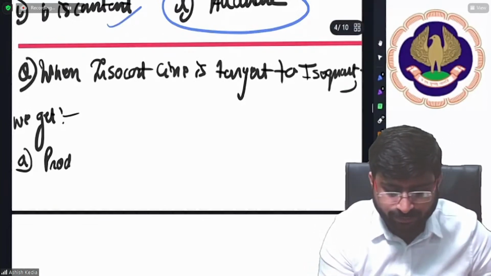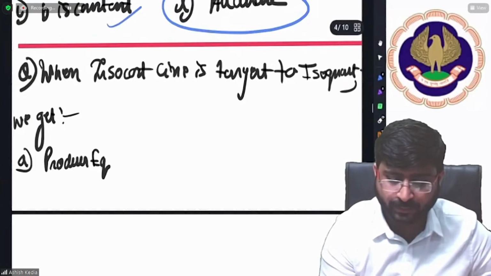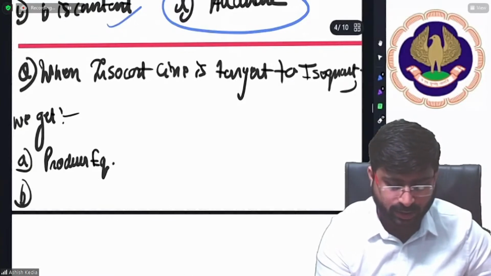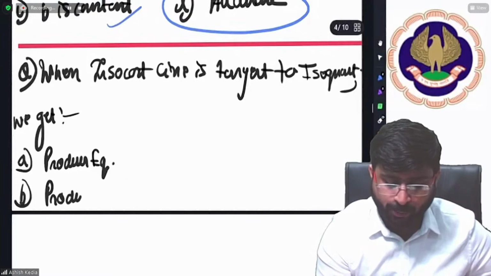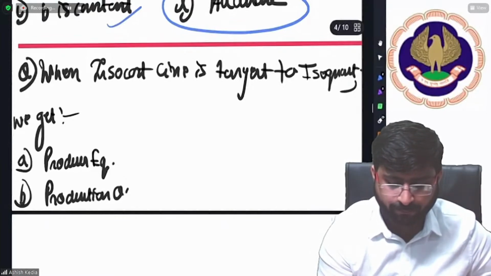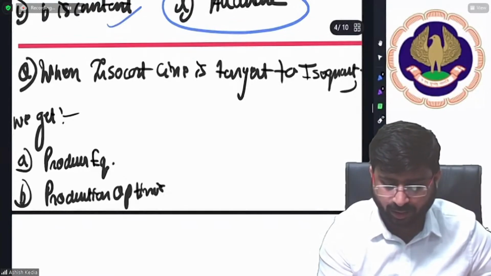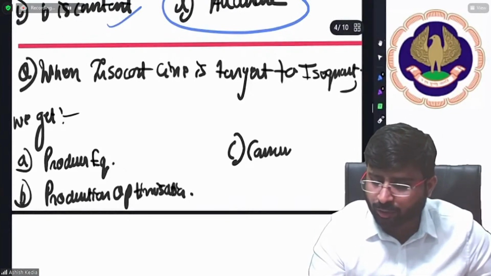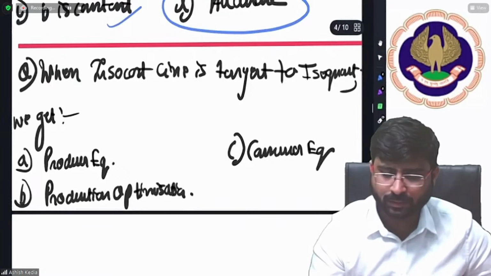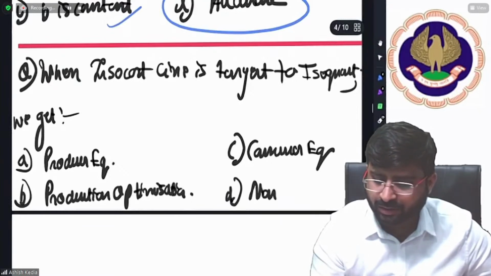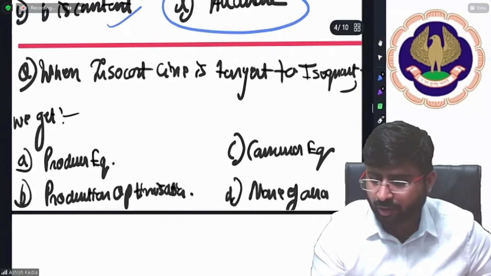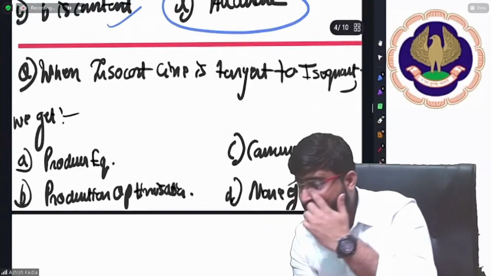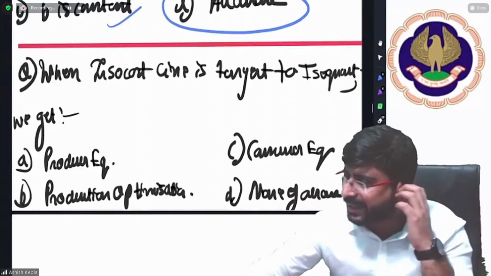A. Producer's equilibrium. B. Production optimization. C. Consumer equilibrium. D. None of above. What say, friends? What do you think is the correct answer? What do you believe is the correct answer?